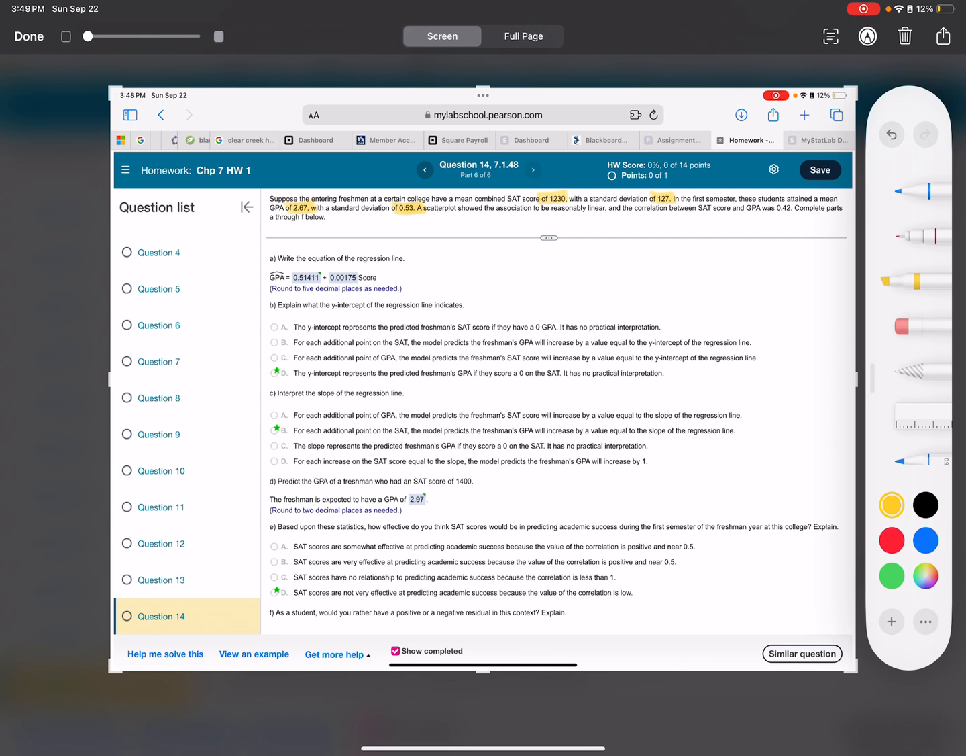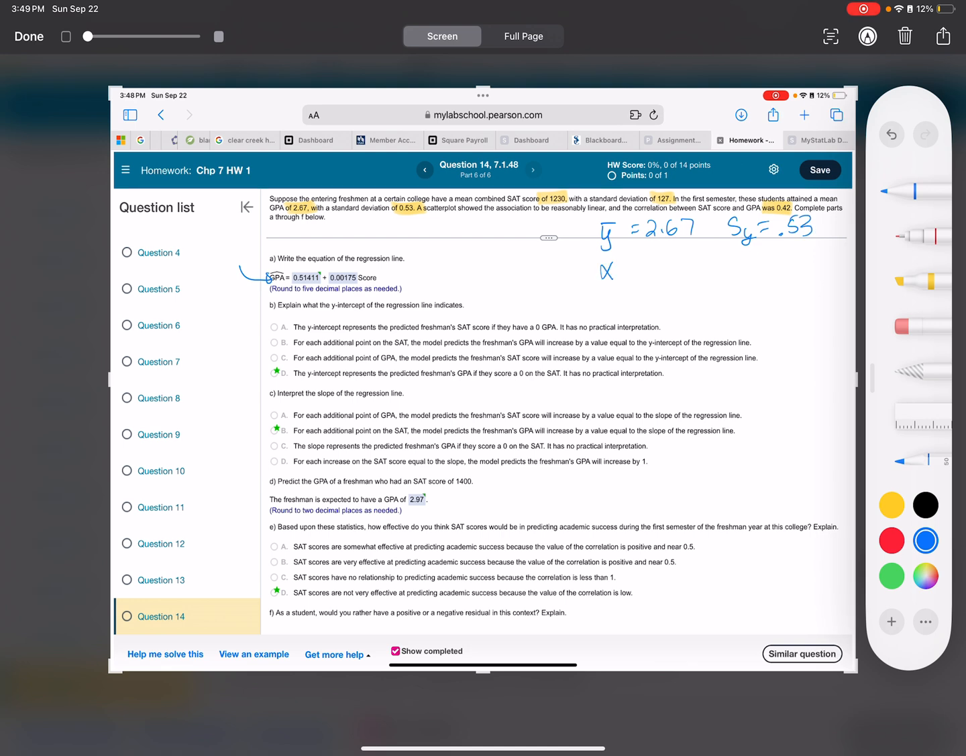A scatter plot shows an association that is reasonably linear, with a correlation coefficient of 0.42. So you're going to first of all find the equation. Let's write everything out. Since I'm predicting GPA, GPA is going to be my Y. So the mean of my Y, the mean of my GPA, is going to be 2.67. The standard deviation of my Y is going to be 0.53, because that's my GPA.